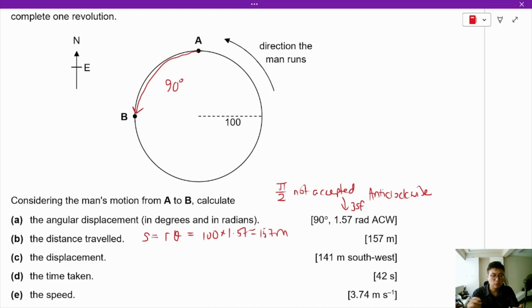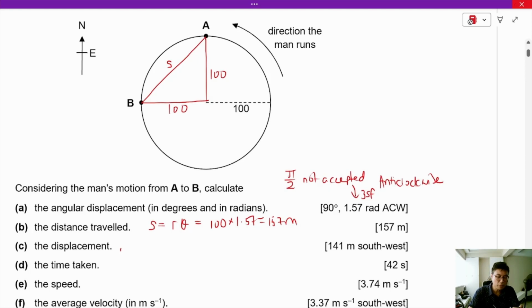Next, what is the displacement? Now the displacement is a little bit more tricky because the displacement is the straight line displacement between A and B. So this is the displacement S, and it's 100 over here and 100 over here. So S will be the square root of 100 squared plus 100 squared. That would be actually 141 meters.